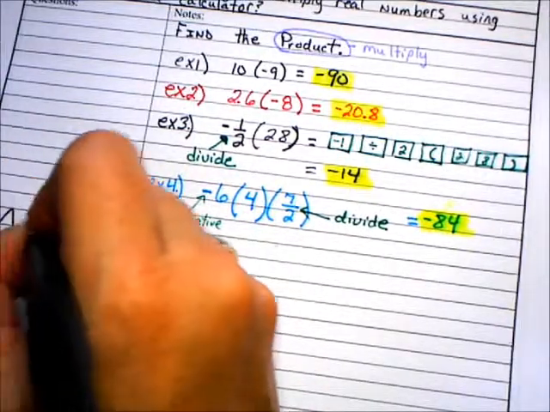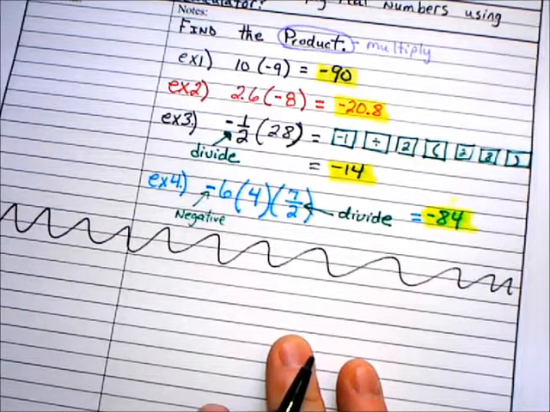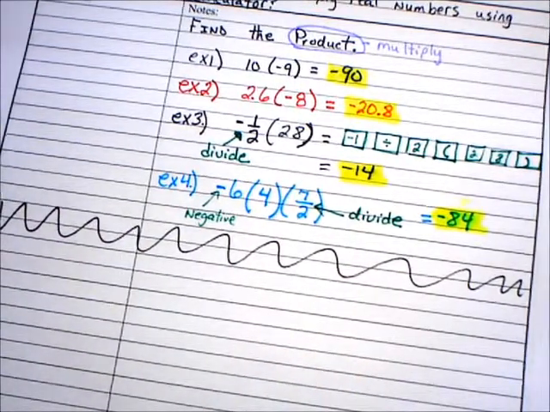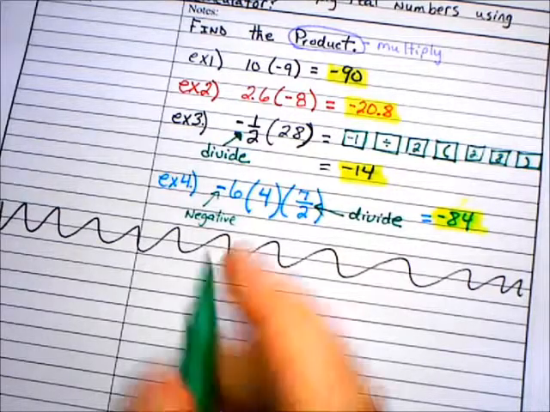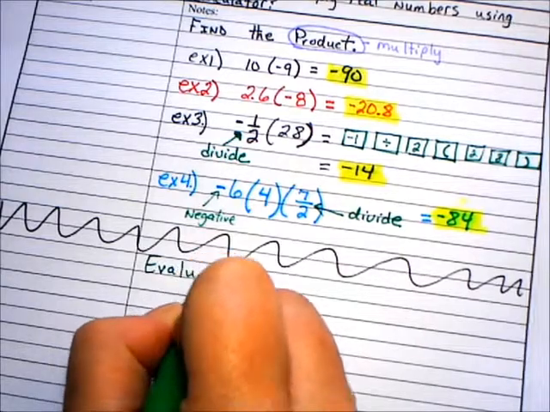Okay, I'm going to draw zigzag lines here because we're going to change just slightly. In the next section, we have the word evaluate. So let me write this down. You too, copy this down.